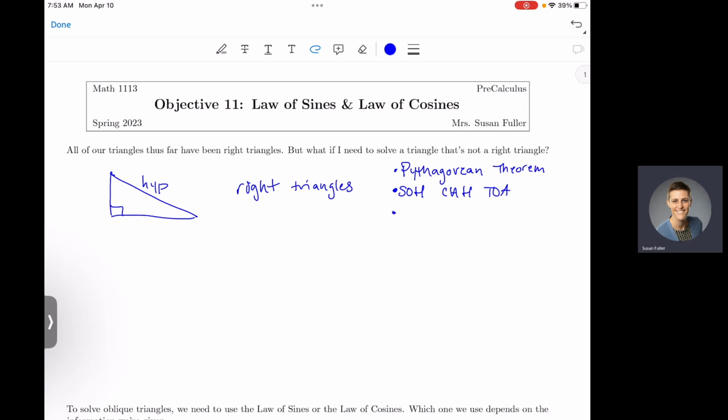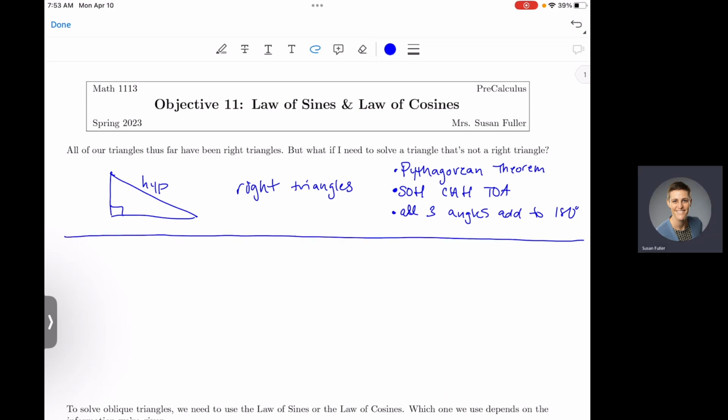And the last thing that we've been using specifically to solve right triangles has been the fact that all three angles add to 180 degrees, or pi radians if we are in radians. Okay, so that's where we've been all semester long. Homework 11, we start to tackle: what if we don't have a right triangle?